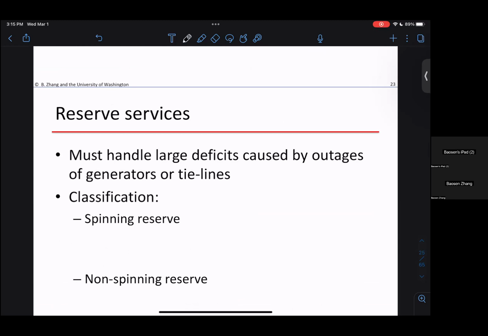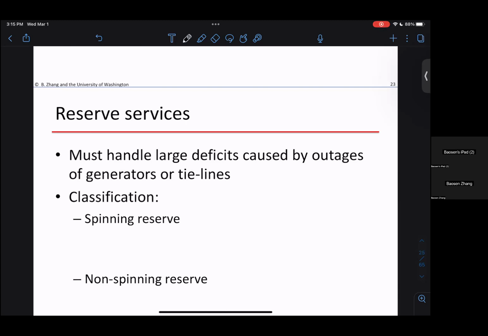Then something else you call on is reserve services. These are things that handle large deficits. These are big generators. You have to call them to be turned on. They don't directly turn on because they measure frequency change. The operator sends out the signal telling them they should turn on and respond to an error in the system.